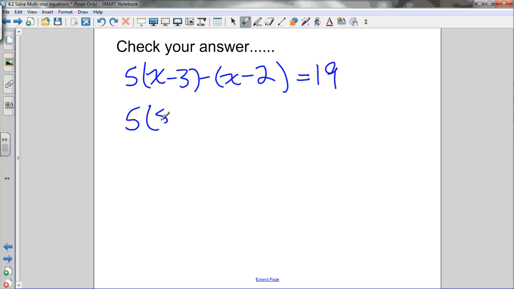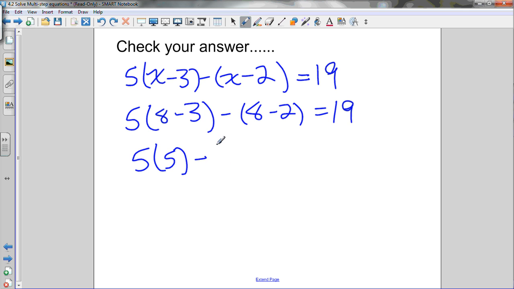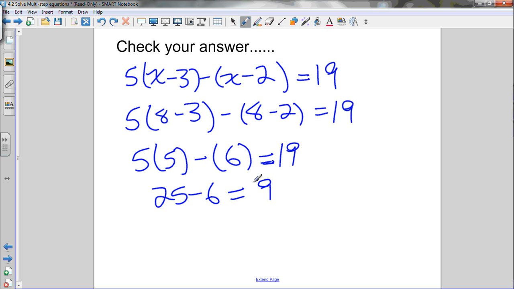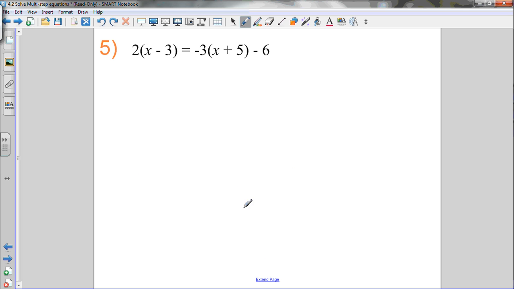So I have 5 times 8 minus 3 minus 8 minus 2 equals 19. So 5 times 5 minus 6 equals 19. Make sure you're following the correct order of operations here. So let's do the multiplication first. 25 minus 6. Let's see if that equals 19. 25 minus 6 is 19. So 19 equals 19. So the left side equals the right side. So we did the question properly. 8 is the correct answer. Okay, next question.